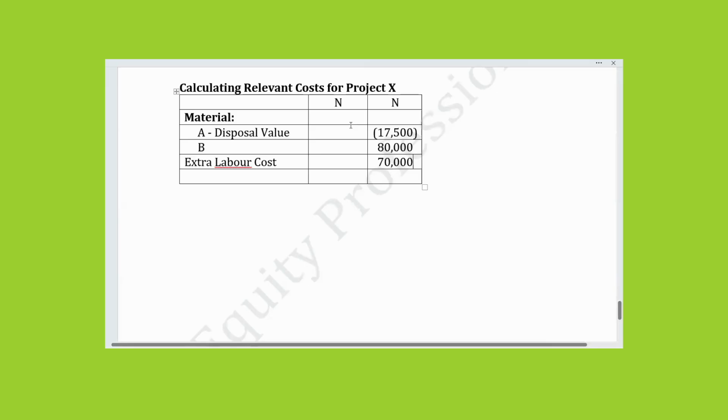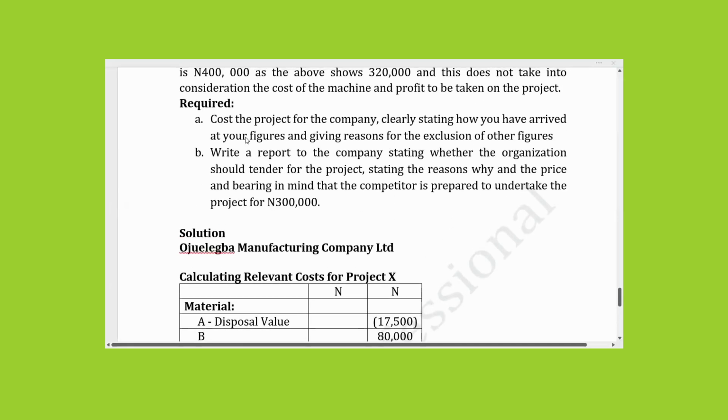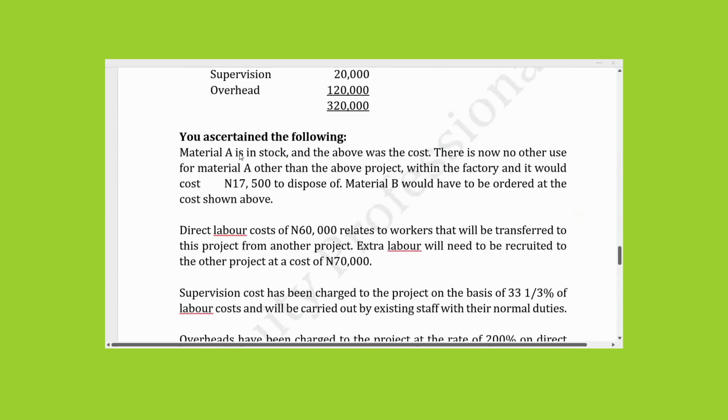Somebody sent a chat. Let me quickly look at that. Okay. So material B will be current purchase price. No, it's not current purchase price. Yes, you are correct. It's current purchase price, because you are told that the material is not available and it will be purchased at the price shown above. All right. Material B would have to be ordered.